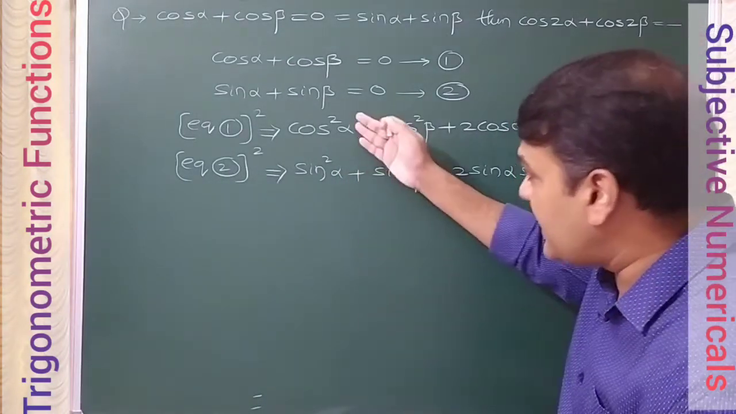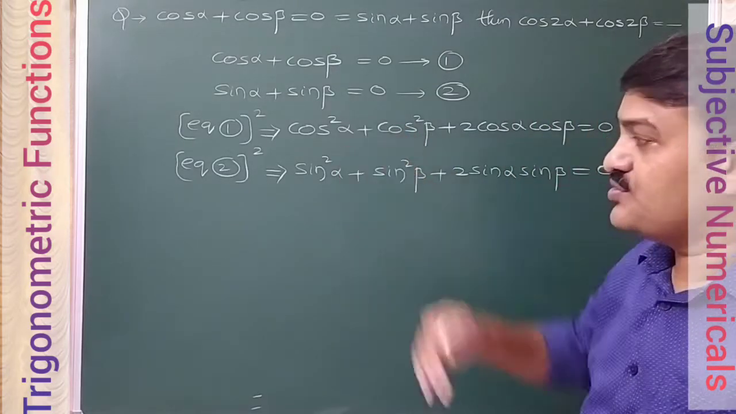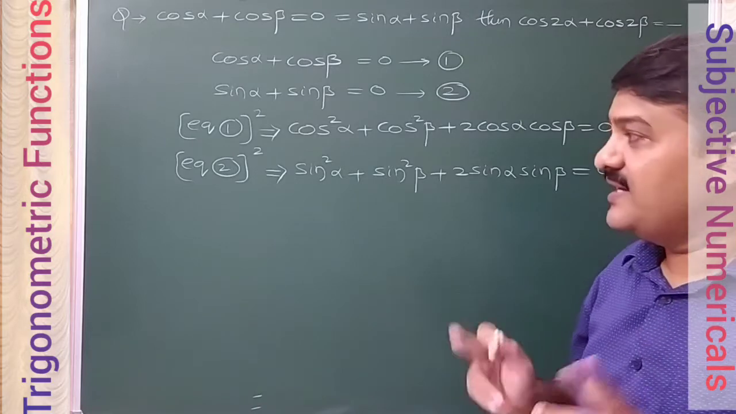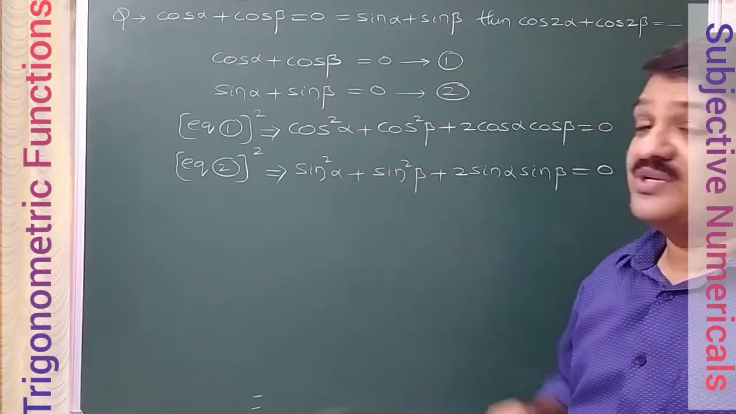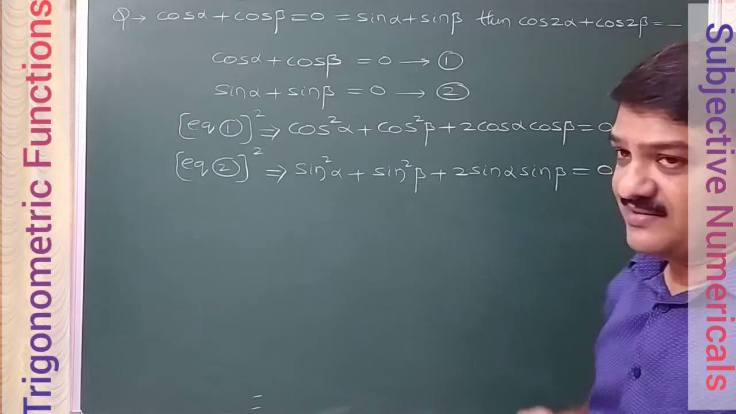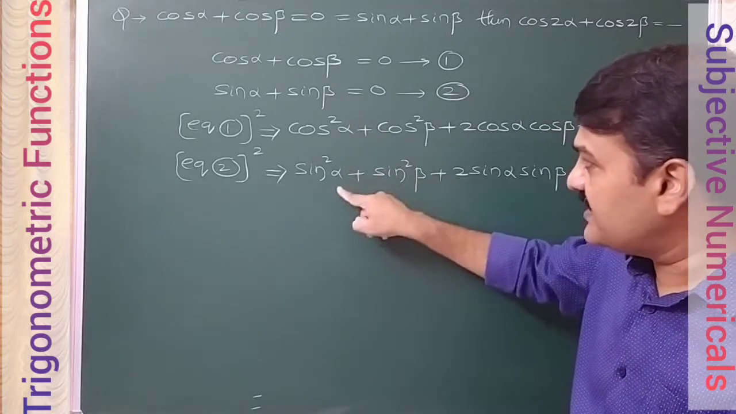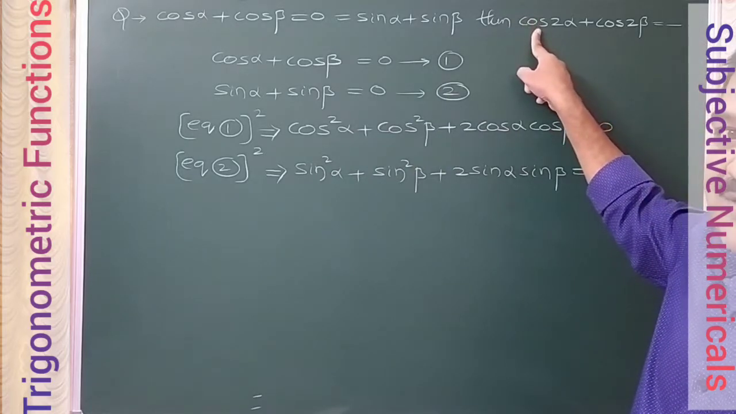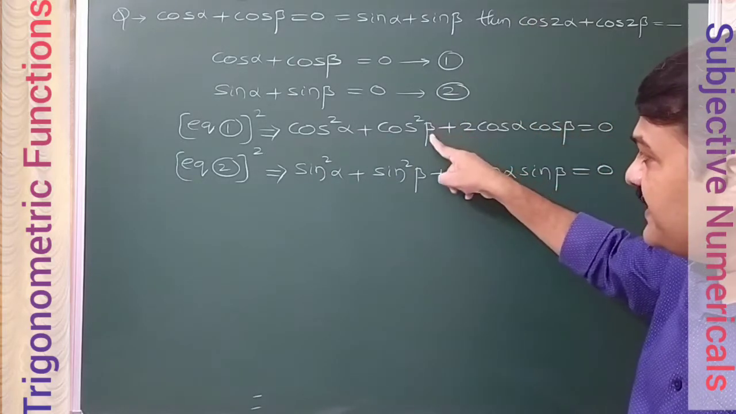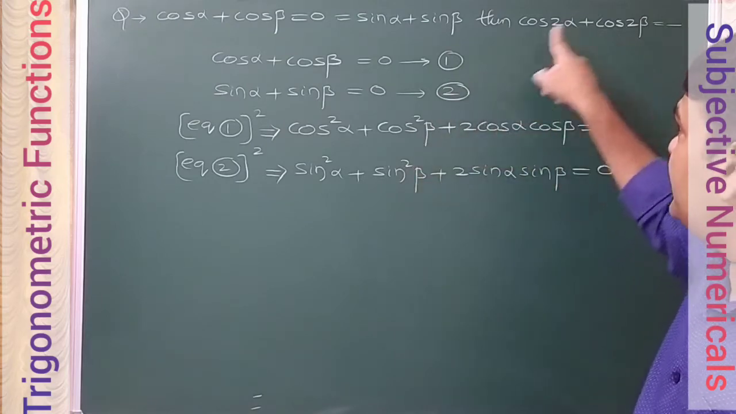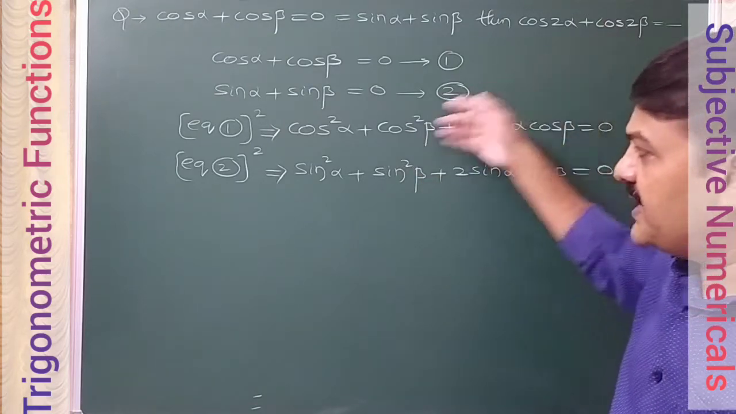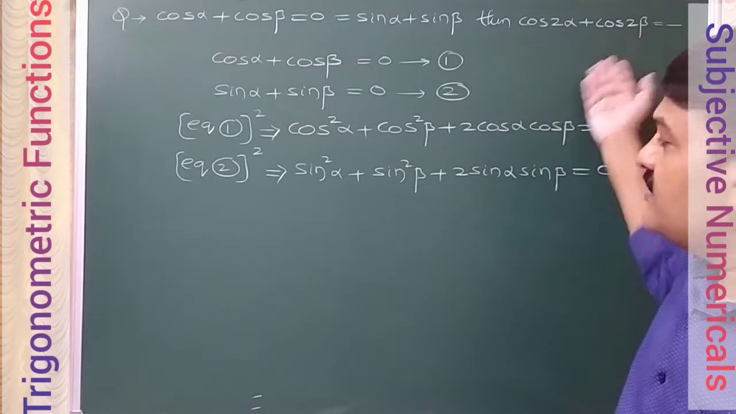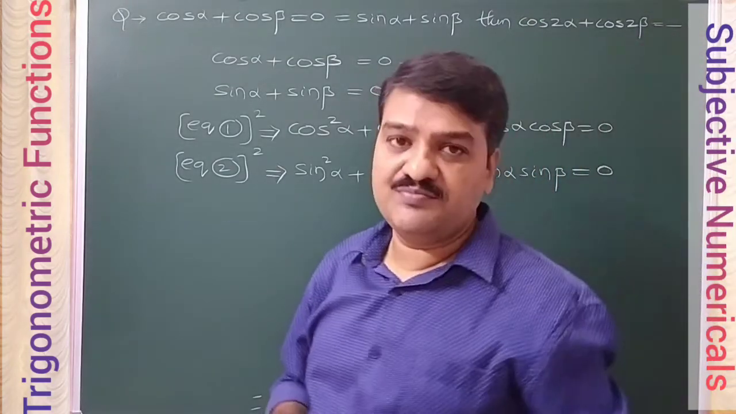Now we have to see how adding or subtracting these two will give us the result. Clearly, if we subtract these two equations, we will get it. How? Cos square alpha minus sin square alpha is directly the cos 2 alpha formula, and cos square beta minus sin square beta is directly the cos 2 beta formula. Directly by subtraction of these two equations, we will get this part. The remaining part we will simplify.